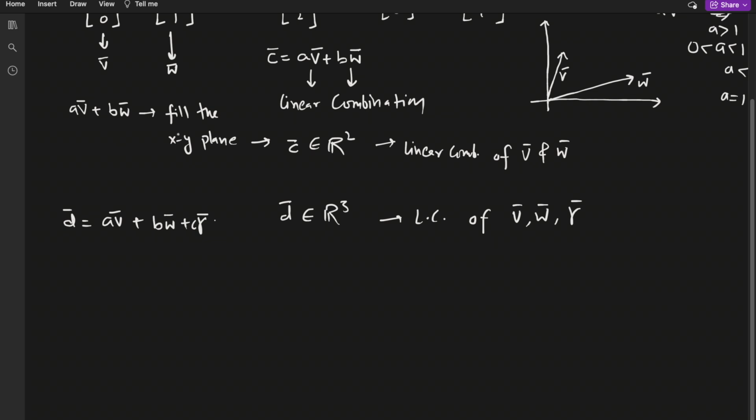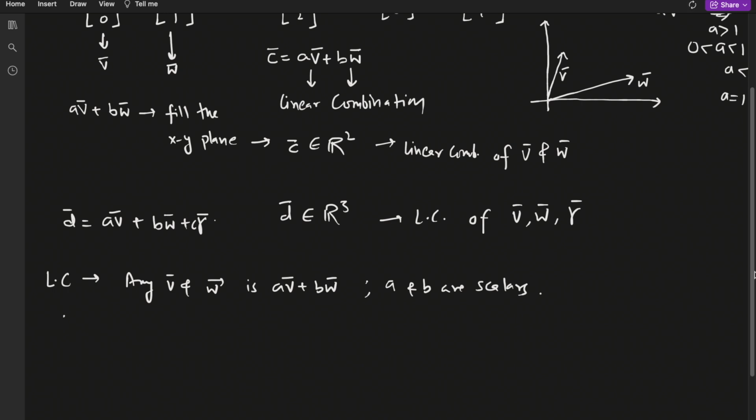So when I talk about filling the xy plane, first of all, the basic definition of linear combination of any two vectors v and w is a v plus b w, where a and b are scalars.